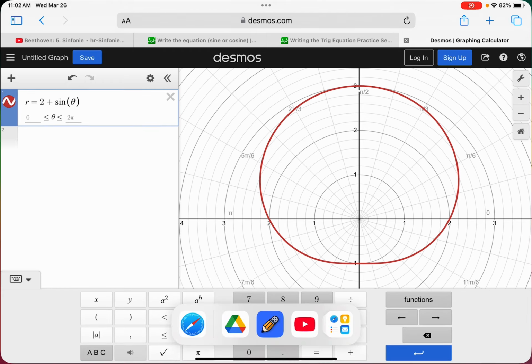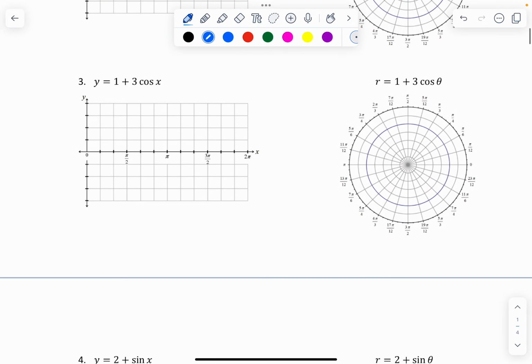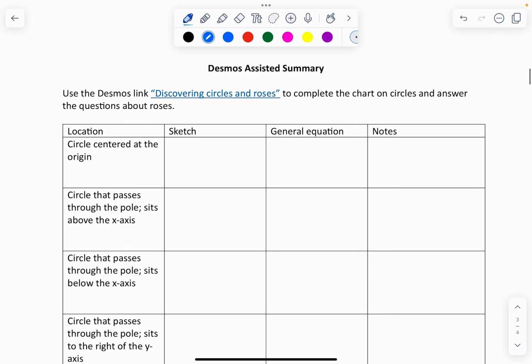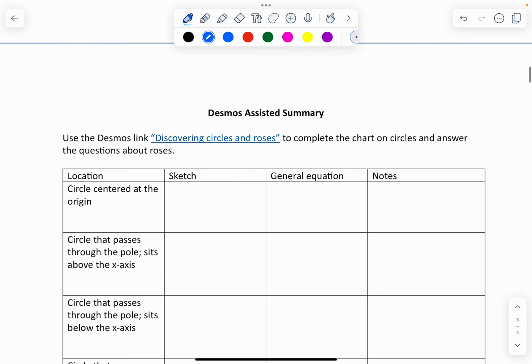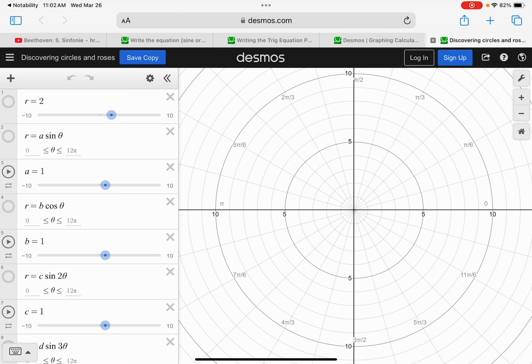And so we can practice by hand, and if you want to, you're welcome to do it. I just don't think it's the best use of our time. I created these Desmos activities that allow us to discover certain polar graphs. So here's that with the radius of 2. We talked about that already.